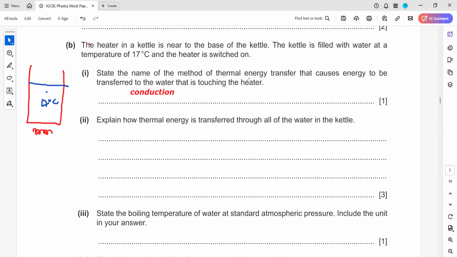State the name of the method by which thermal energy is transferred to water that is touching a heater. When two different materials are in contact with each other, heat energy will be transferred by conduction. Conduction is the transfer of heat energy between two materials in contact. The next question is how thermal energy is transferred through all the water in the kettle.